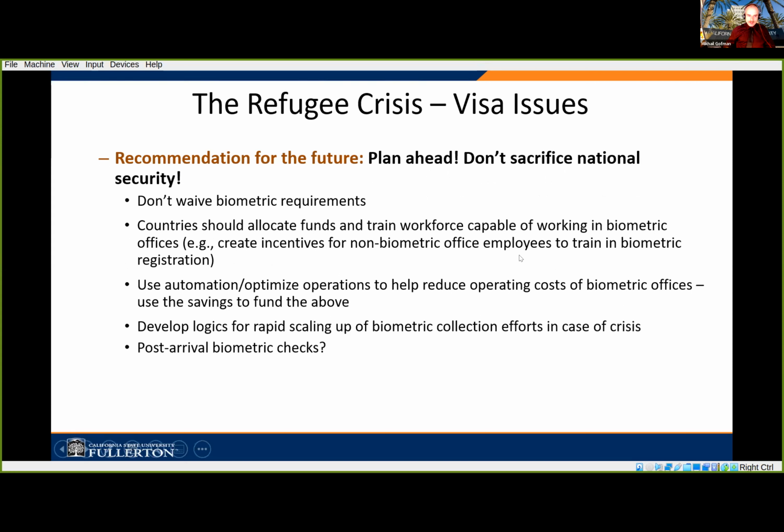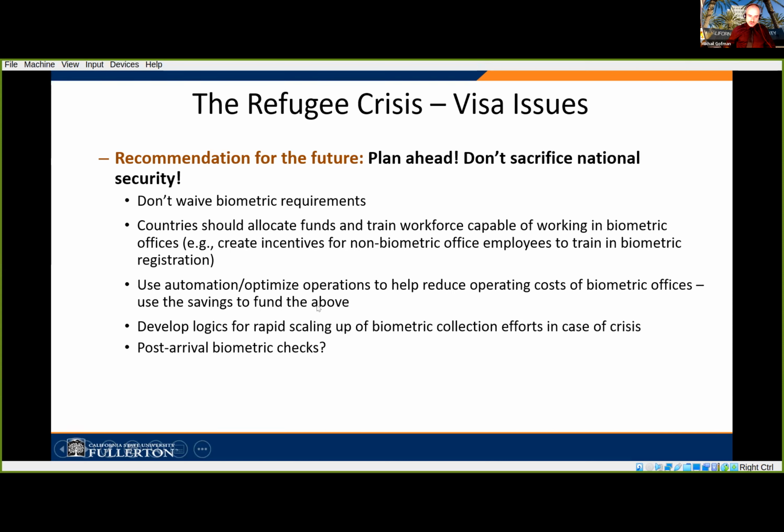So basically, our suggestion as a better approach is we recommend to not waive the biometric requirements unconditionally. Instead, countries should allocate funds and train workforce, which would allow sufficient deployment of biometric offices and sites across Europe, so that in case of crisis, sites can be deployed to easily accommodate as many refugees as necessary.